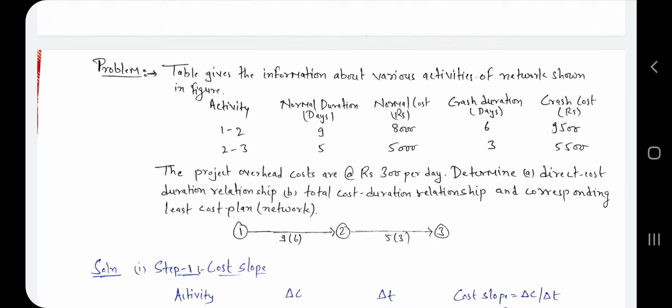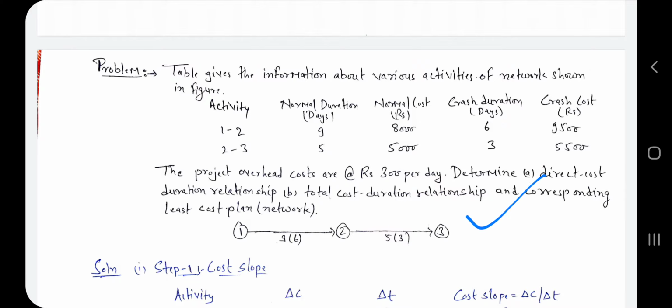Determine the direct cost duration relationship and total cost duration relationship and the corresponding least cost plan network. Okay, so we have to show the diagram which we have already seen in our previous lecture for direct cost, indirect cost and the least cost plan. So here this is our network.